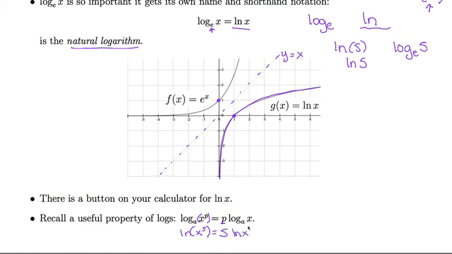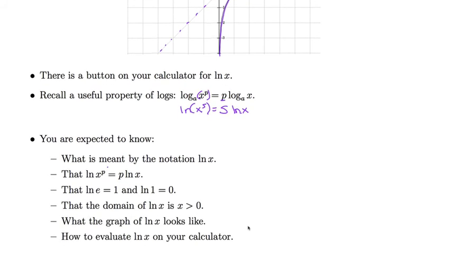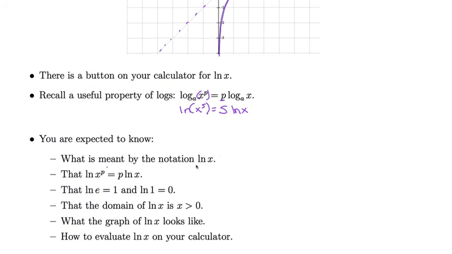So what are you expected to know? To summarize, you need to know what's meant by ln, in other words, log base e. You need to know that power exponent rule I was just telling you about. So if you have ln of something to a power, you can take the power down in front. You need to know that ln e and ln 1 simplify. You don't want to leave ln e in your answer.